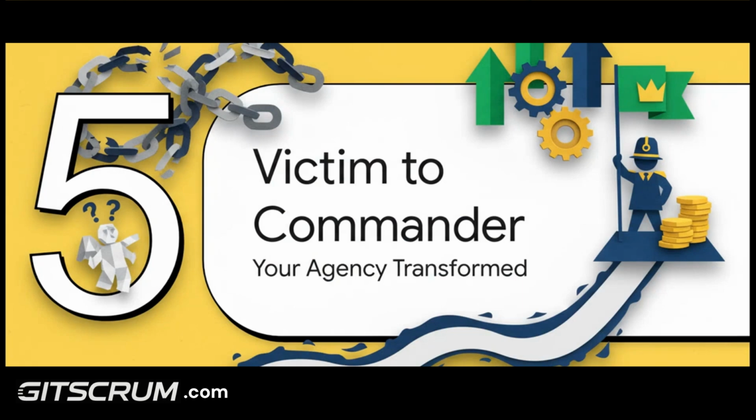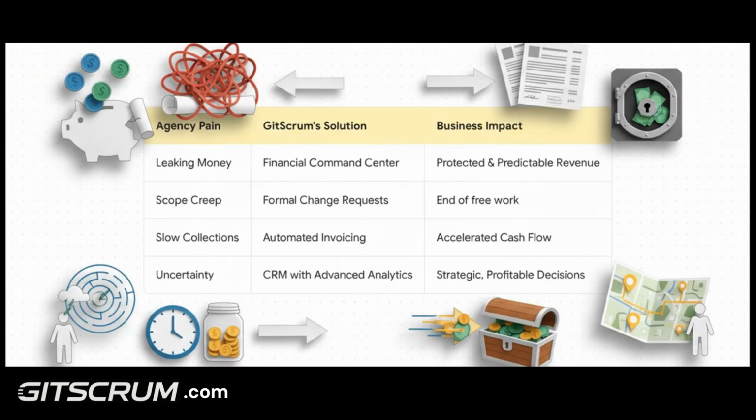So let's bring all the pieces together. The journey we've just walked through is a complete transformation. It's about going from being a victim of financial chaos to becoming the commander of your agency's destiny. This table sums it all up. For the pain of leaking money, we at GetScrum created a financial command center, which gives you protected revenue. For scope creep, we created formal change requests, which put an end to free work. For slow collections, we delivered automated invoicing, which accelerates your cash flow. And for uncertainty, we gave you a powerful CRM, which lets you make strategic, profitable decisions.